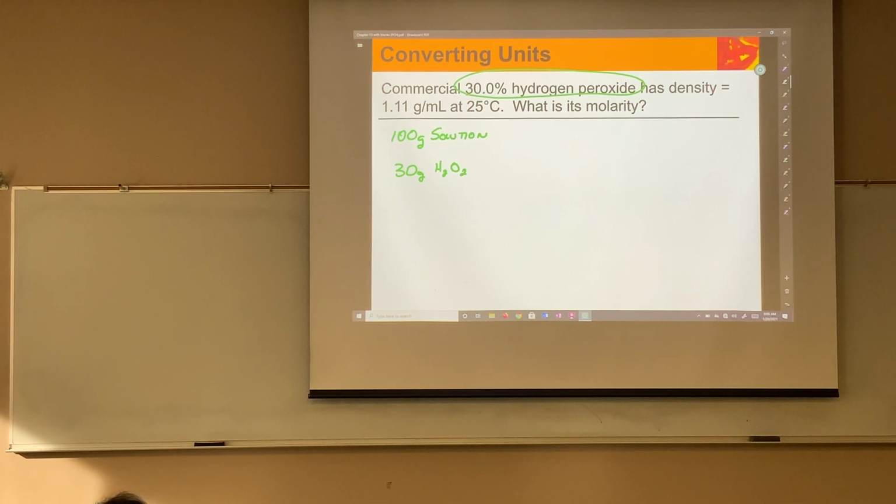You have to use your 30 instead of 100? No, because density is a property of whatever it is that you're looking at. To measure this, all you do is get a milliliter, put it on a balance, and measure the weight, and that's the density. This is the density of the solution. So you have 30 grams of hydrogen peroxide. How much solution do you have? 100 grams. So what's the volume of 100 grams?